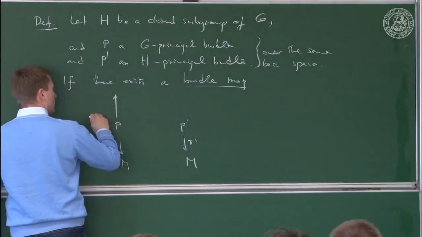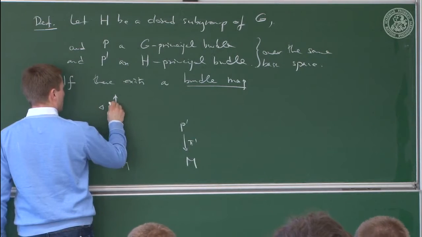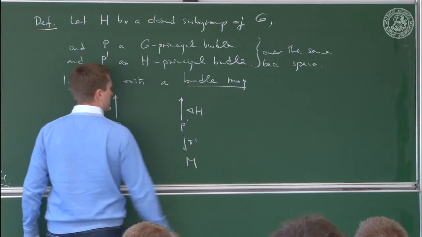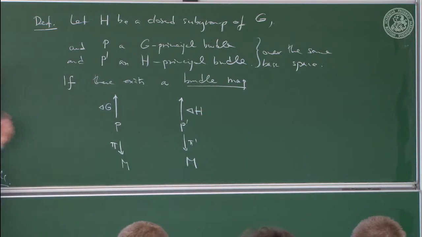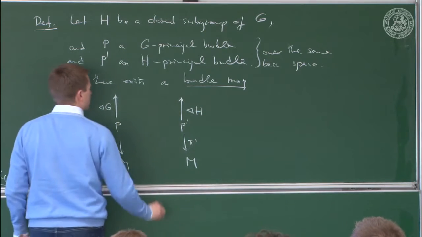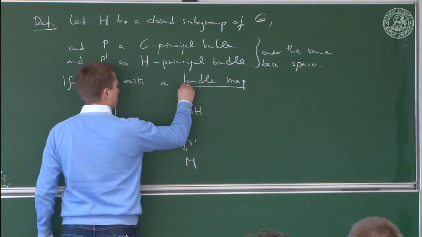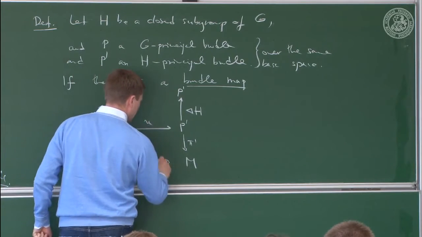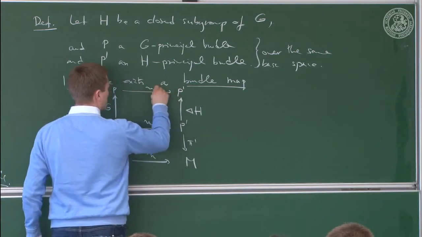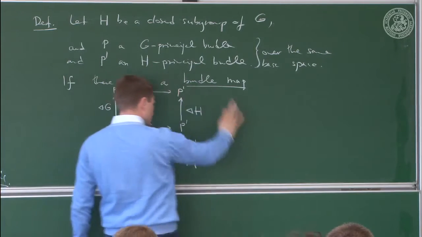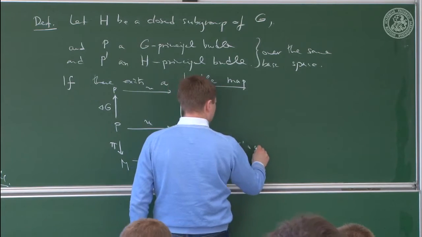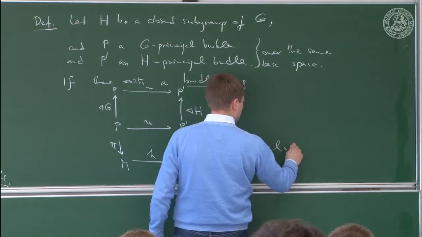Now here we have a right action of the G. Here we have the right action of an H, which is not related to the G by some group morphism. We just know it is a closed subgroup of G, P prime. If there exists a bundle map U, H, and bundle map, as opposed to principal bundle map, only means pi prime after U is H after pi.